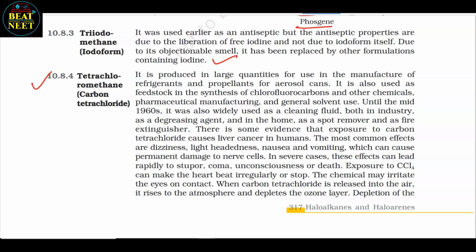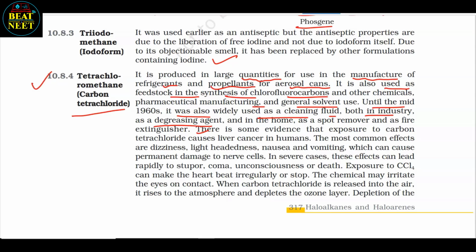10.8.4 Tetrachloromethane, that is carbon tetrachloride. It is produced in large quantities for use in the manufacture of refrigerants and propellants for aerosol cans. It is also used as feedstock in the synthesis of chlorofluorocarbons (CFC) and other chemicals, pharmaceutical manufacturing, and general solvent use. Until the mid-1960s, it was also widely used as a cleaning fluid, both in industry as a degreasing agent and in the home as a spot remover and as a fire extinguisher.